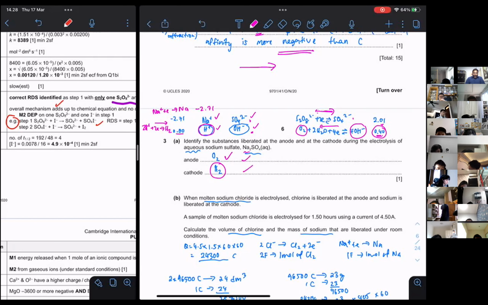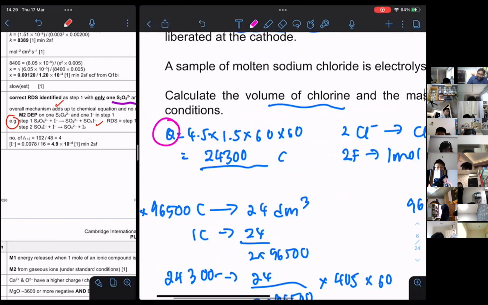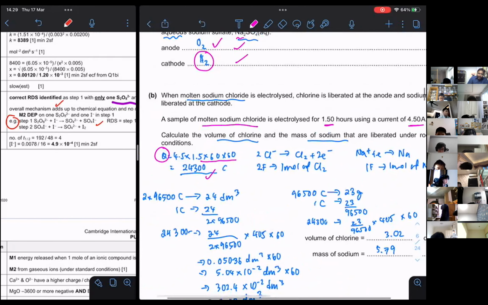Now, under that chapter, of course, we need to learn how to calculate. This is also a very simple question compared to the previous calculation questions that you have done in past year papers. It is straightforward. So you see 1.5 hours. Find out what is Q. Q equals to I times t. Do remember to change into seconds. You get this, and then according to the sample, you see molten. Molten means there's no H+ and no OH minus. There's only Na+ and Cl minus.